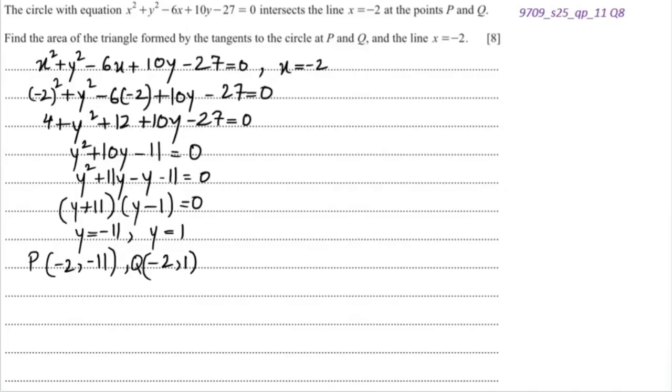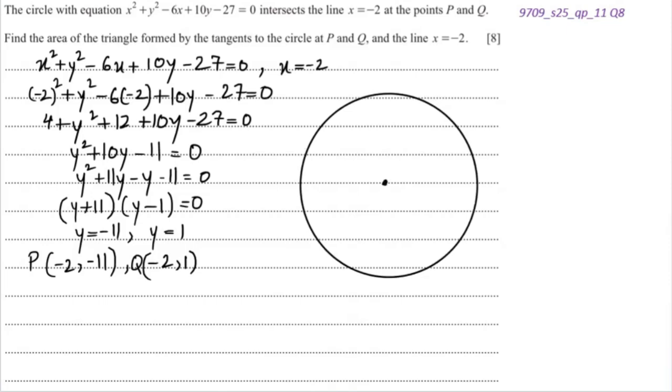Now they're saying to find the area of the triangle formed by the tangents to the circle at P and Q and the line x equals minus 2. Okay. So I've got a circle. Let's just sketch a circle.